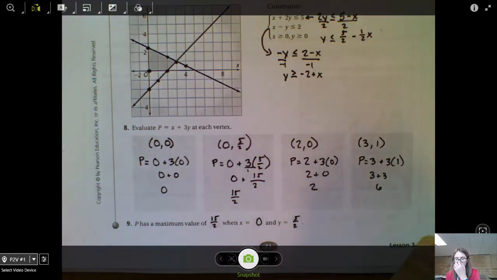All right, so that's kind of the general idea here. Graph our system of inequalities, find our shaded region, find those vertices, plug them in, and see what gives us the best option, the maximum or the minimum. Minimum is usually if we're talking about cost.